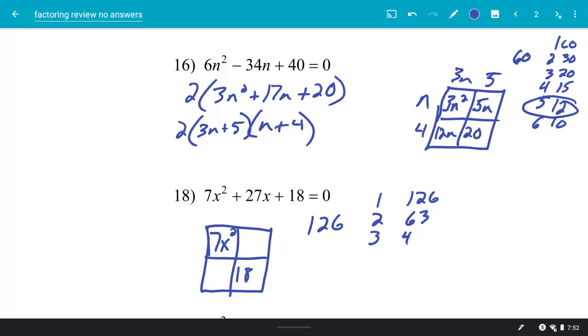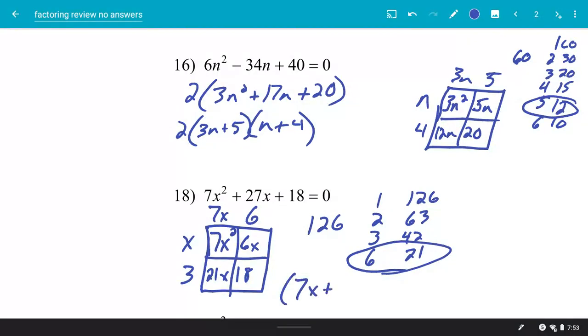3 and 42, 4 does not go in, 5 does not, 6 does, 6 and 21. There it is, that's the one I want. So 6x and 21x. Why do I want that one? Because 6 plus 21 is 27. Those two. All right, GCF: I can put an x and a 3, a 7x, and a 6. So I end up with 7x plus 6 and x plus 3.